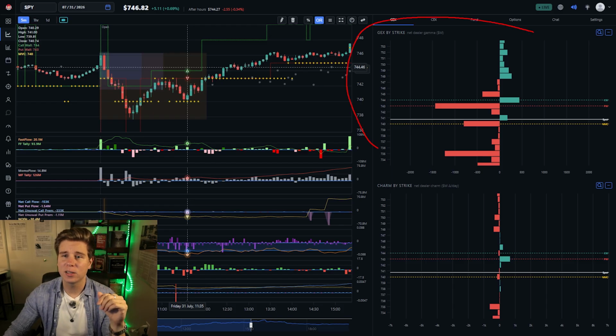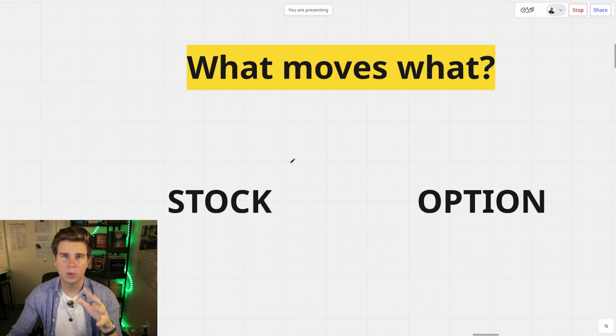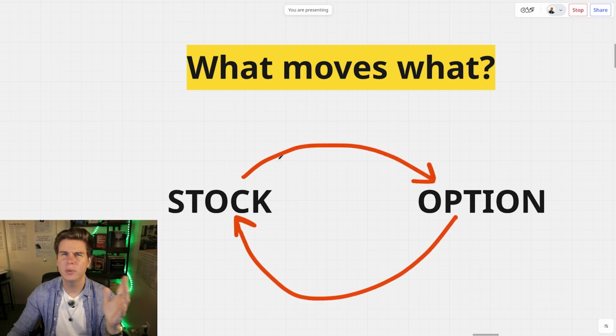First, let's talk about GEX or Gamma. But before we get into how to trade this, let's talk about what Gamma actually is and how it works. This is going to be quick, I promise you. It's a simplified example; this isn't an advanced course. The first question I have for you: what moves what? Does the stock move the option, or does the option move the stock? Obviously, it's the first one, right?